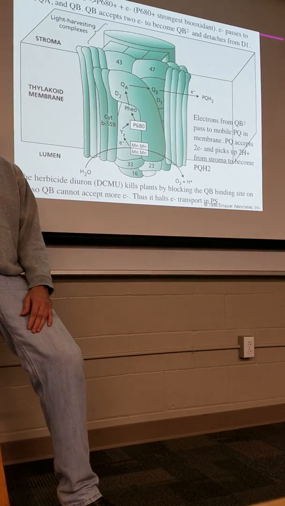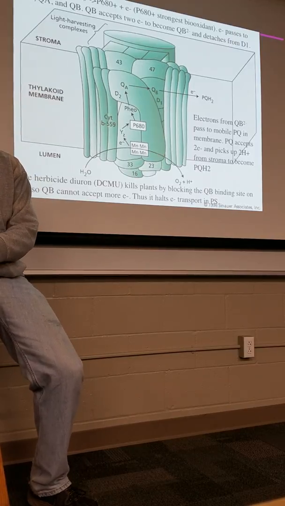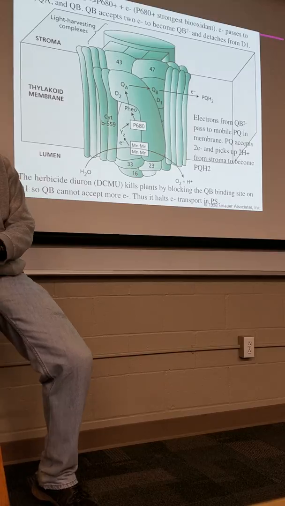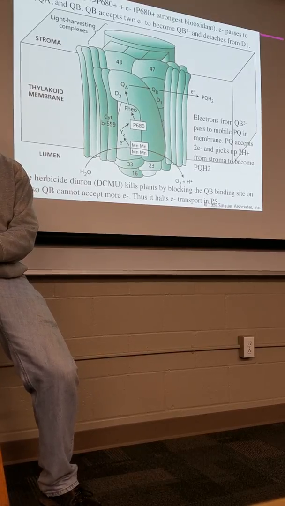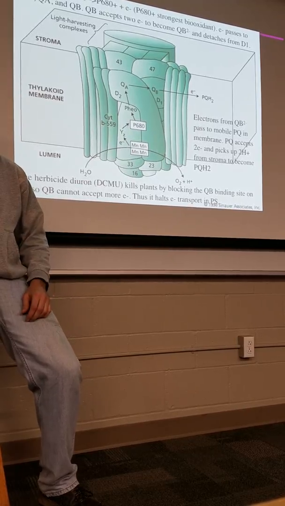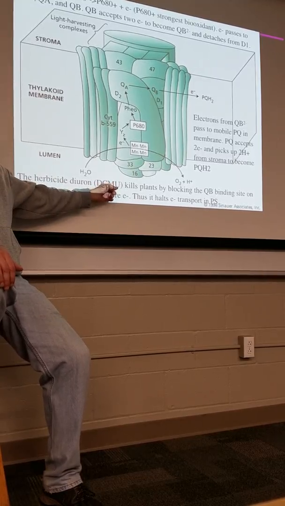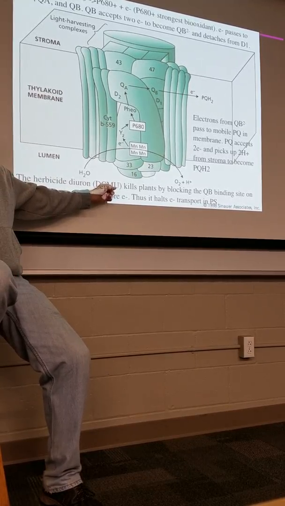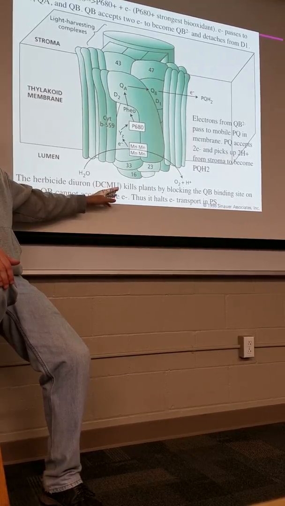So one of the interesting things about herbicides: nearly all herbicides target photosynthesis. Most of those herbicides target electron flow, and by far one of the most common herbicides that's used, because it's A, dirt cheap, and B, super effective at killing stuff, is DCMU.